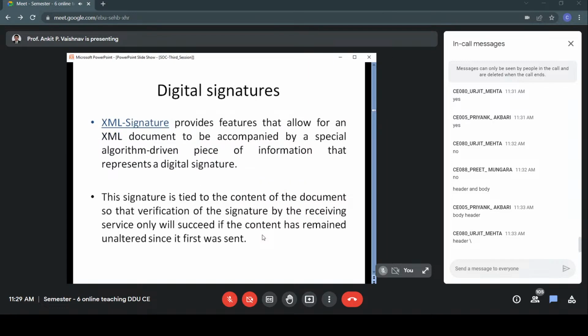Okay. Next is digital signature. It provides the feature that allow for XML document to be accompanied with a special information that is called as digital signature, right?